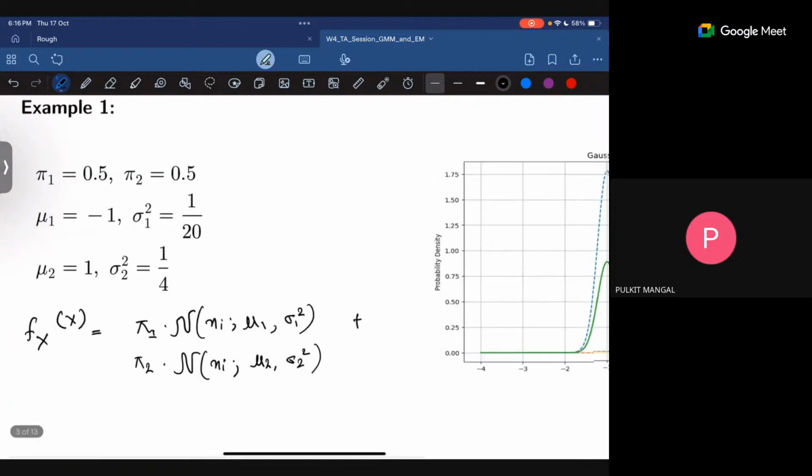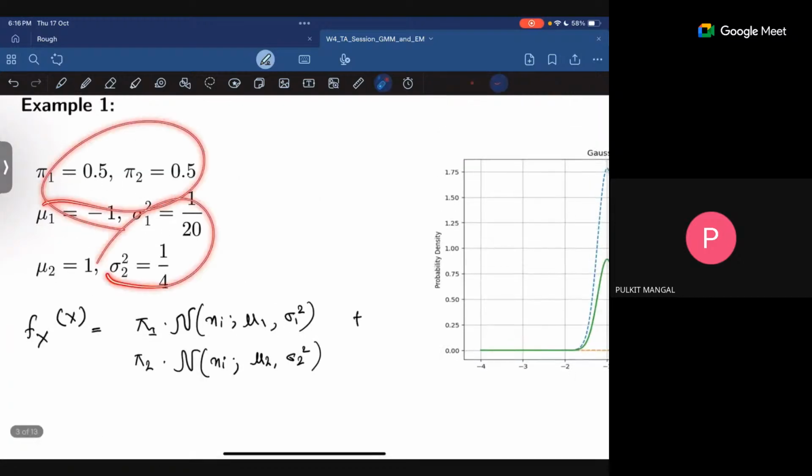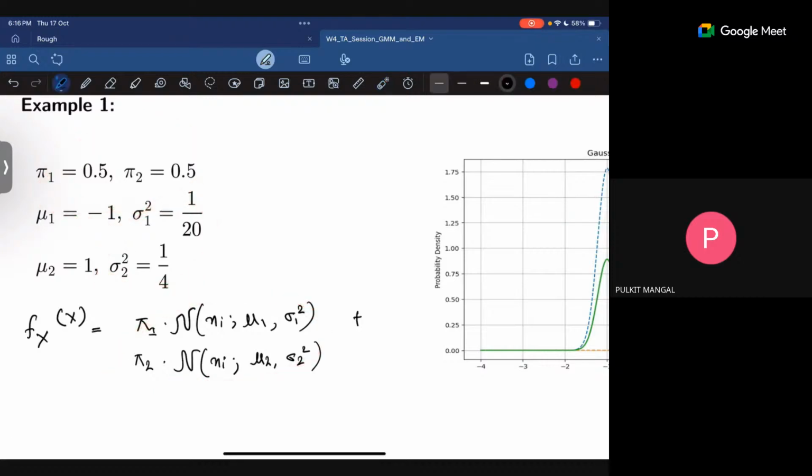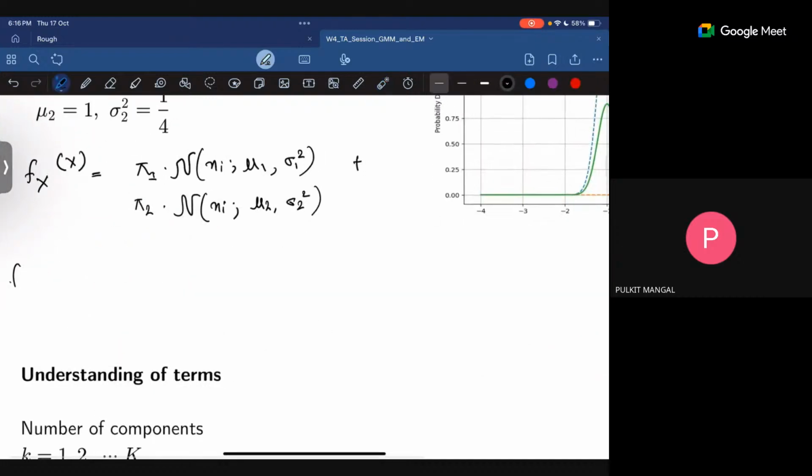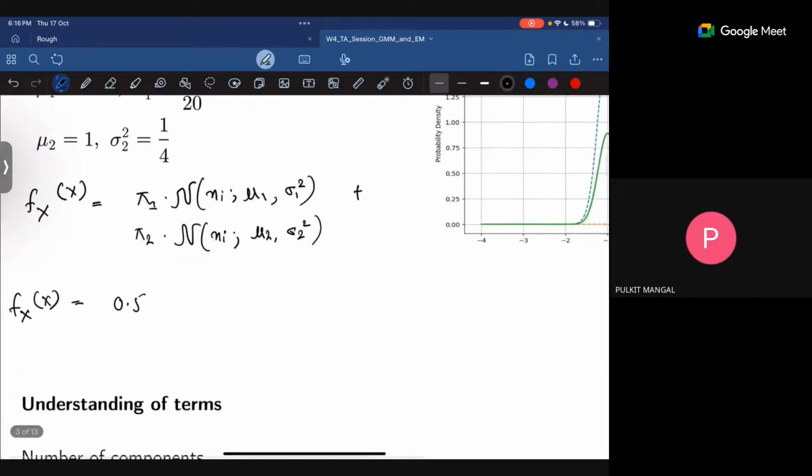Now if we just put in the values given to us in this density function, maybe the equation looks terrible, but just understand pi1 is given to us as 0.5. Now what is the density function for the normal distribution?